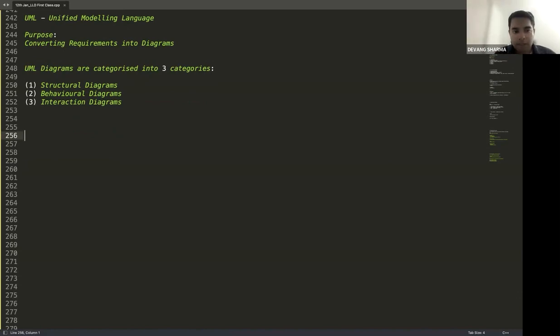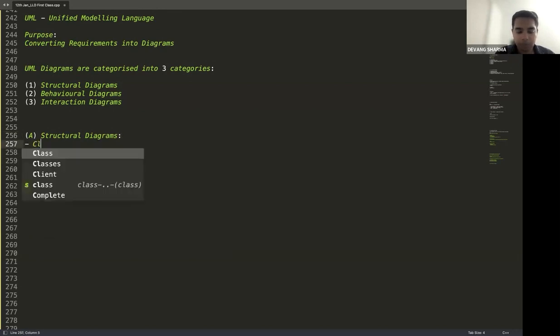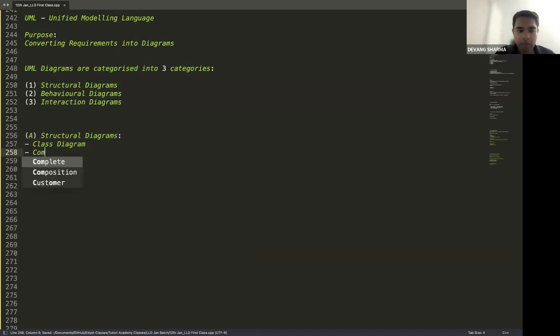If I talk about the categories, there are 3 major categories: structural diagram, behavioral diagram, interaction diagram. The name itself tells what they are actually doing. Structural diagrams tell you the structure. Behavior tells you the behavior. Interaction tells you the interaction. That's it. In terms of structural diagrams, what do we have? We have a class diagram. We have a component diagram. We have an object diagram.